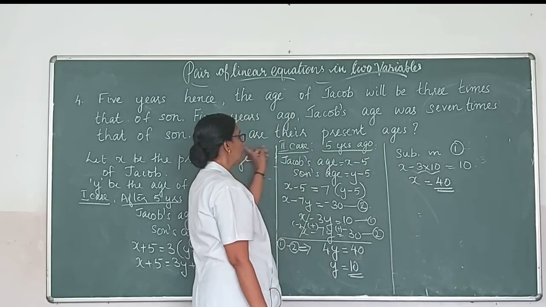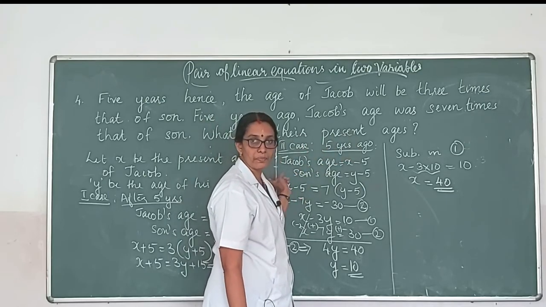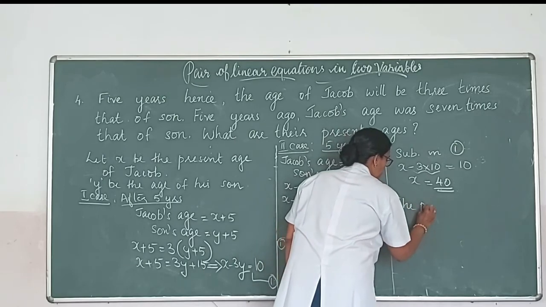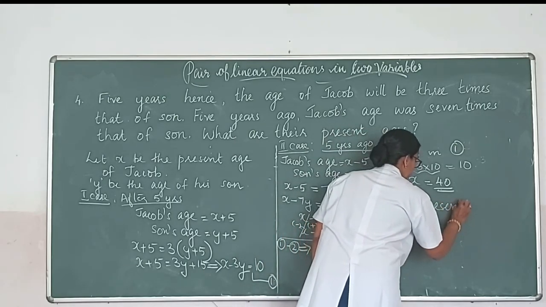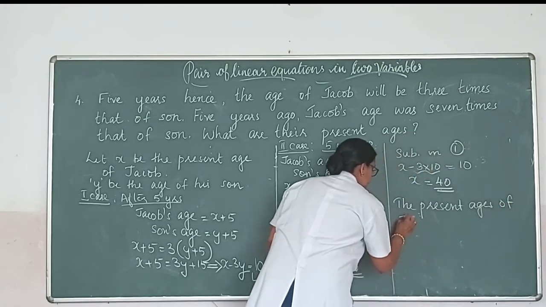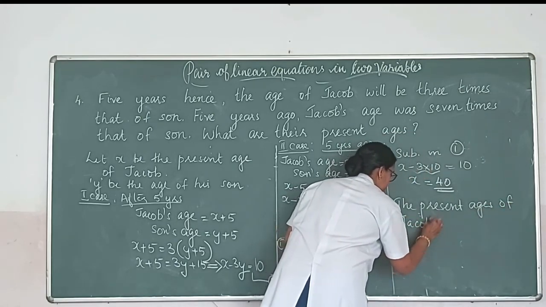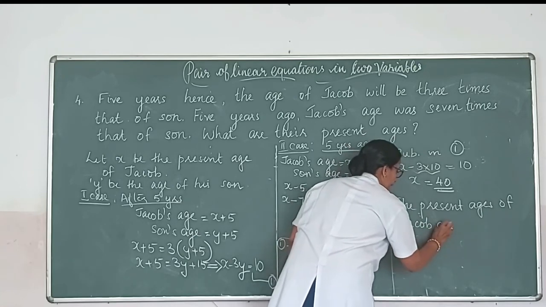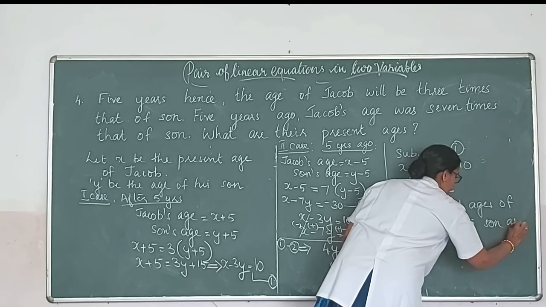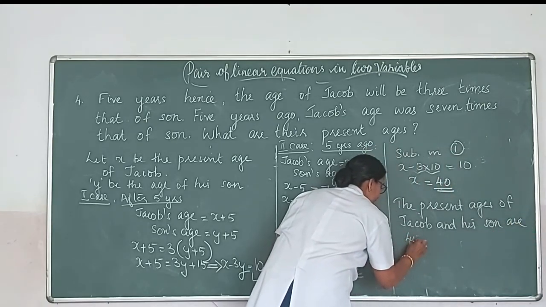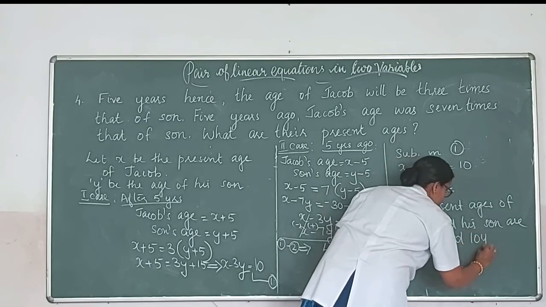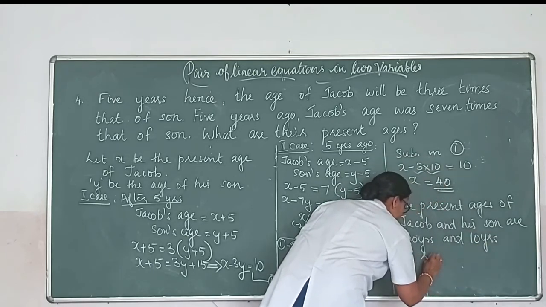That means we got the present ages of Jacob and his son. So we have to write the present ages of Jacob and his son are 40 years and 10 years respectively.